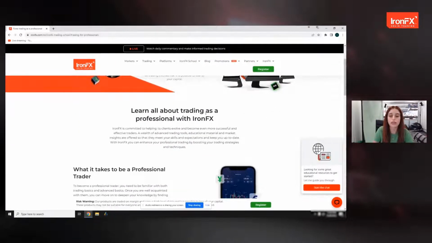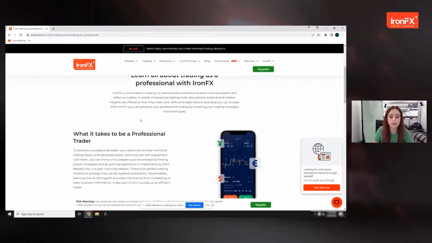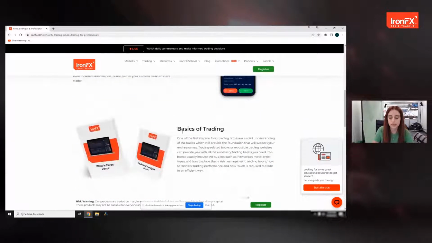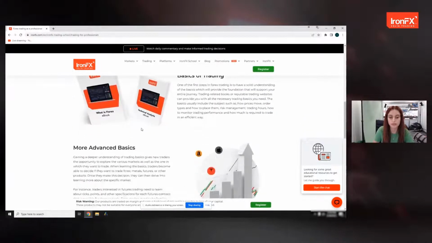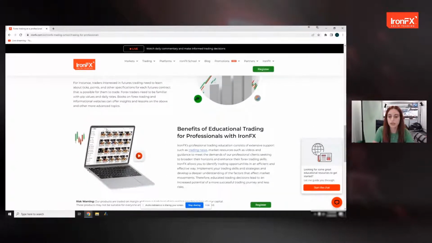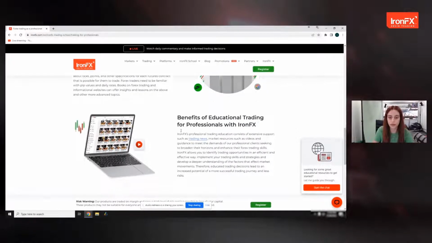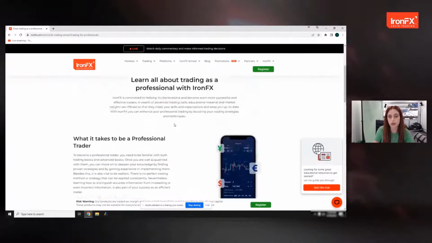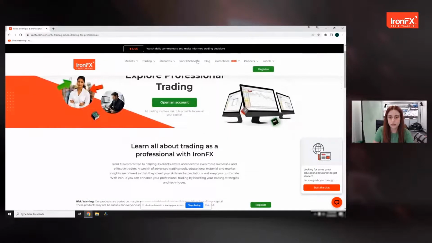Then we move on to trading for professionals. Learn all about trading as a professional with IronFX. Here you see what it takes to be a professional trader, basics of trading, more advanced basics, benefits of educational trading for professionals with IronFX. And that's it when it comes to our professionals.